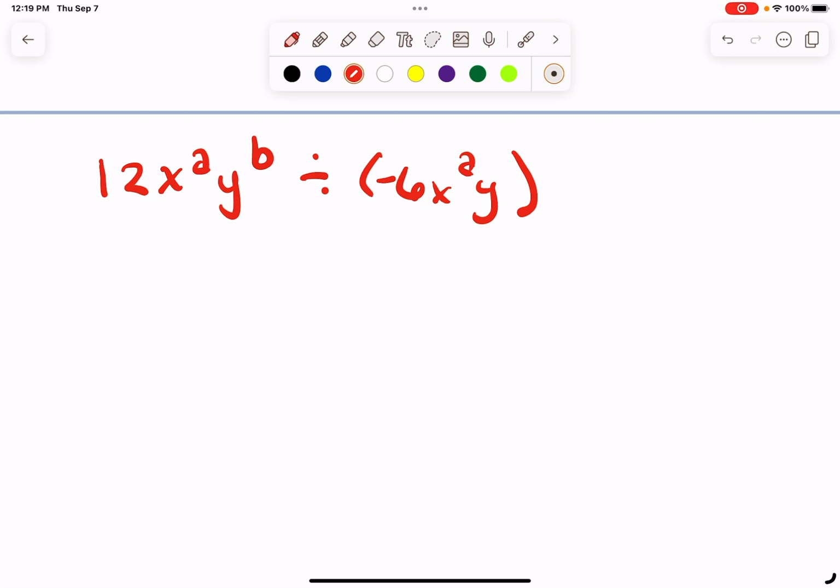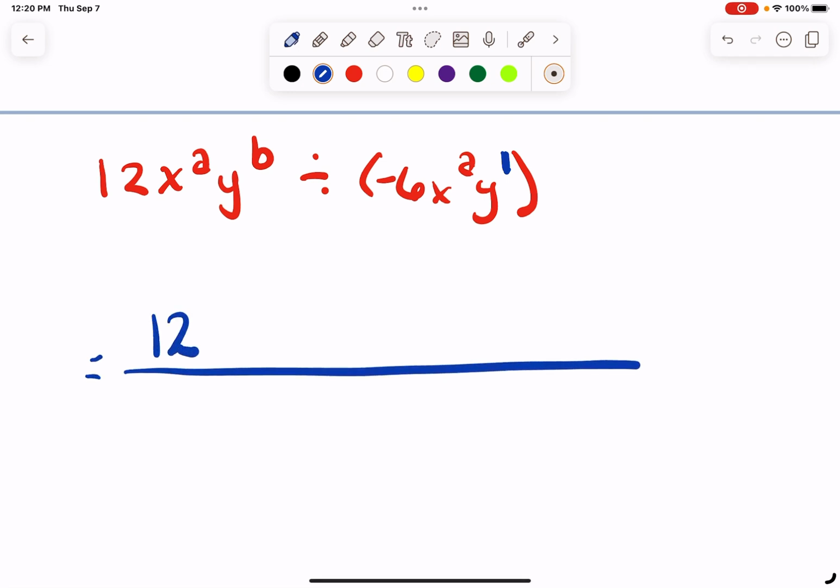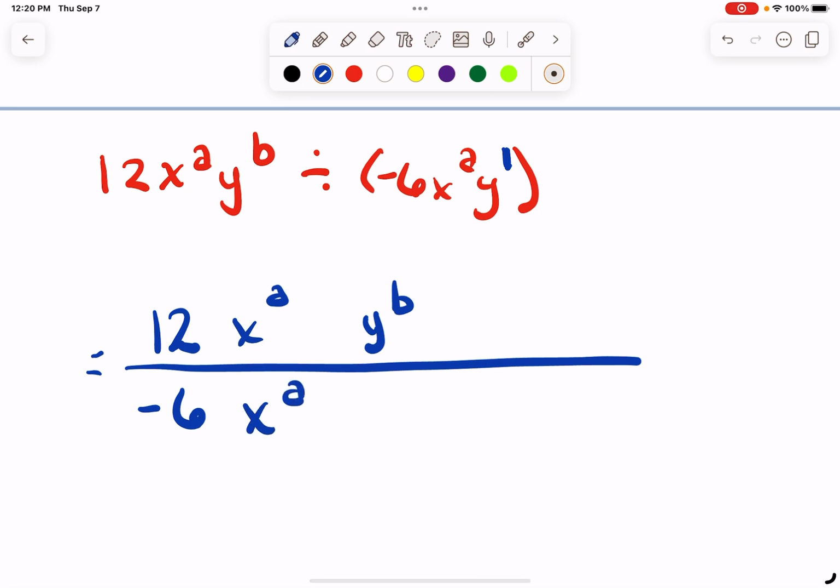So let's go to this one. First of all, if I go to set it up, the only thing I might do, like we were doing before, is add a 1 there. And then I would go ahead and set up my fraction. So it's 12. And then this is a problem. We don't know how many x's we actually have. We just know we have a of them. And the y, we have b of them. So I just want you to watch what I'm going to do. Put the -6 in the bottom, x to the a, then y to the first.